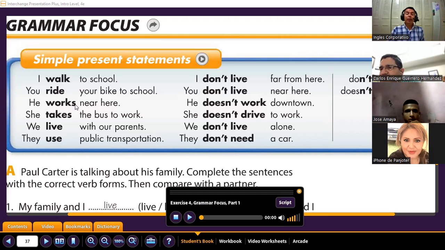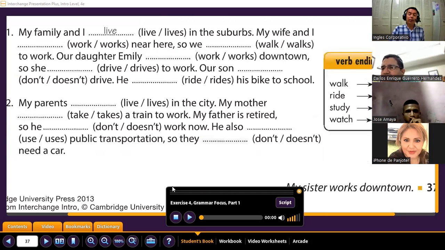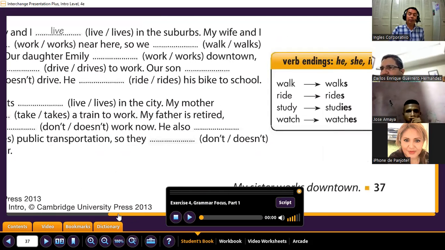Okay. Now, what are the rules? Ya vimos las reglas, pero por aquí tengo un repaso para que, o si no se acuerdan. With the verbs like walk, you only add the S. So walk, walks. Ride, rides. Right? Study, studies. And watch, watches.